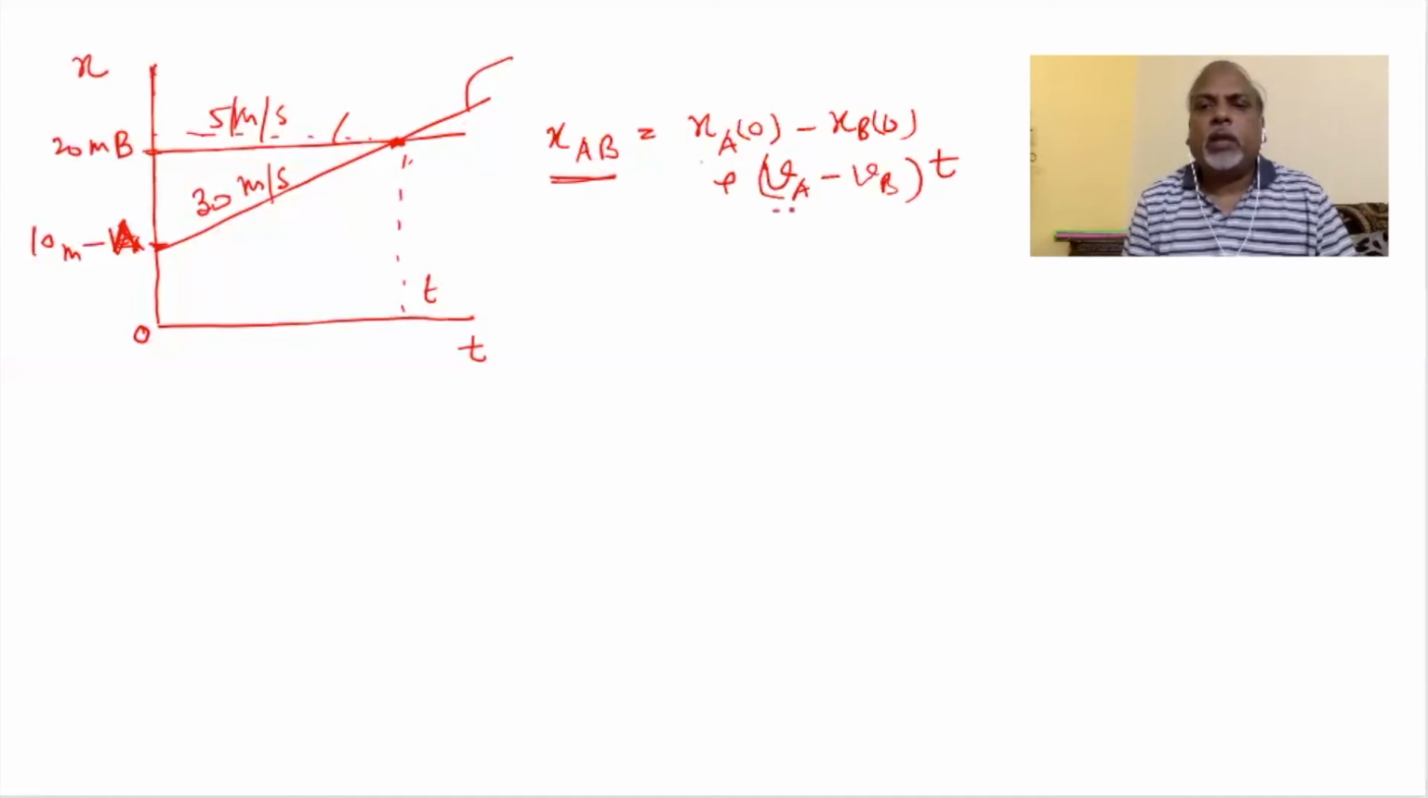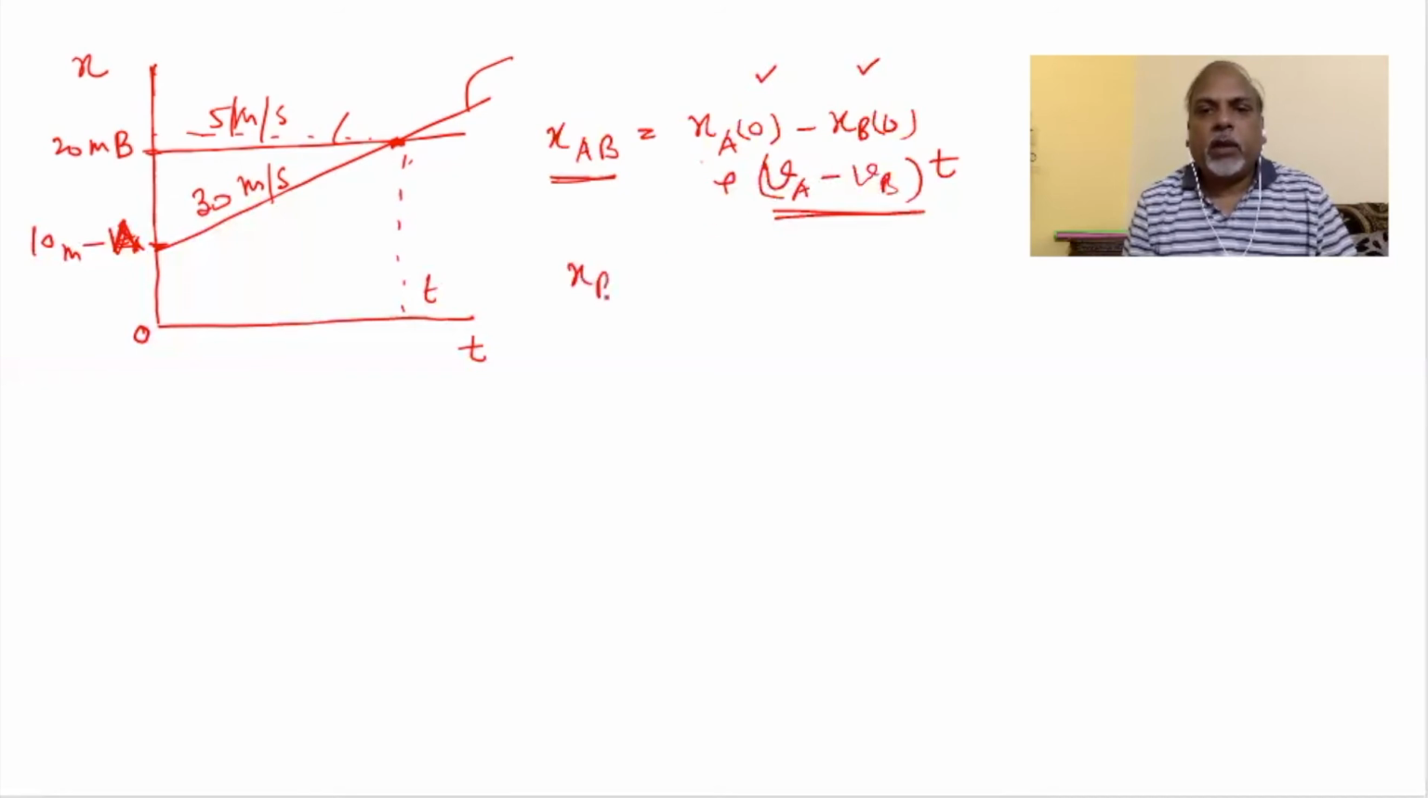This is giving the relative velocity of A with respect to B. Multiplied by time, it will give you the distance only, and this is the initial headway, at time t equal to 0.